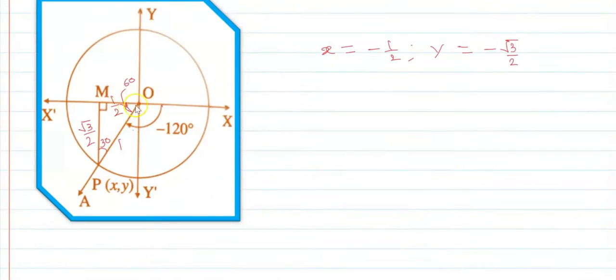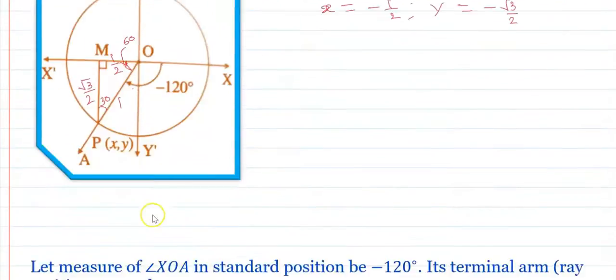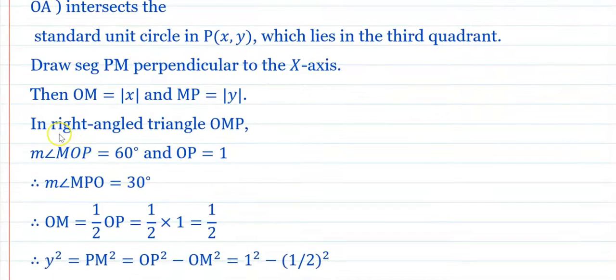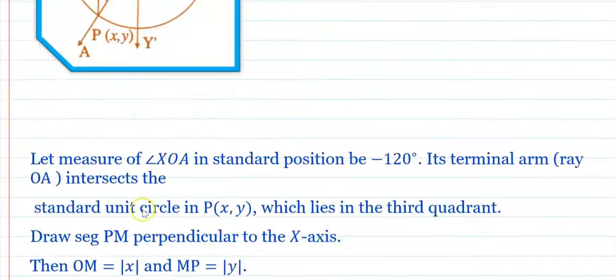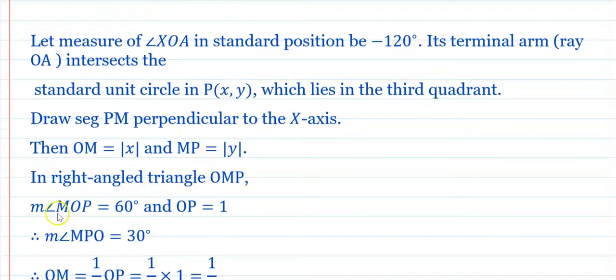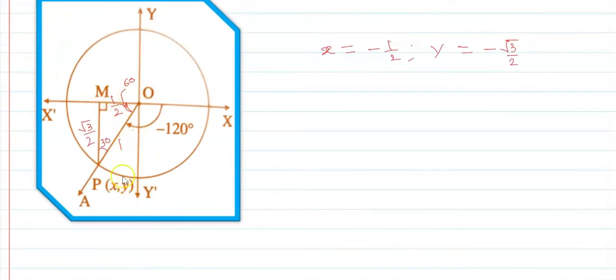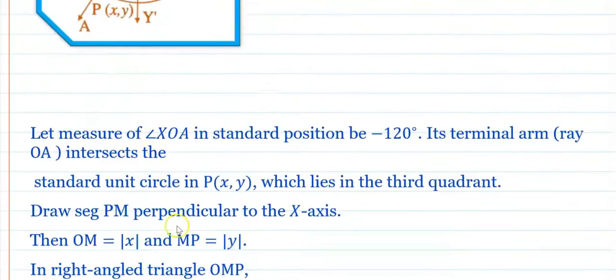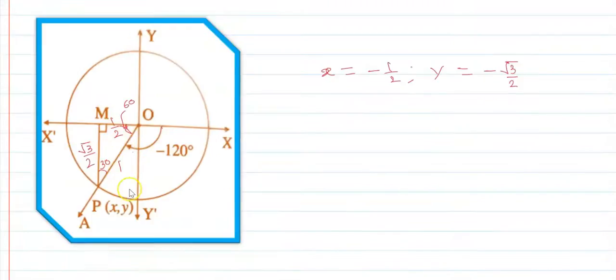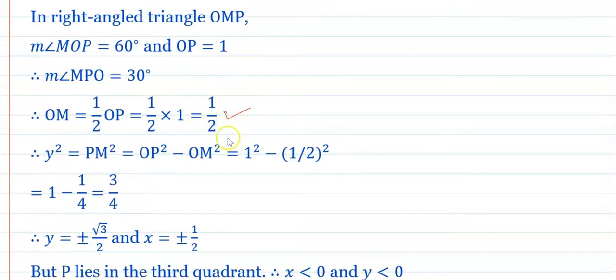OM is equal to x. Mod of OM is equal to mod of x. MP is equal to mod of y. Okay. In right angle triangle OMP, measure of angle MOP is equal to 60, and OP is equal to 1. Measure of angle MPO is equal to 30. Okay. And therefore OM is equal to 1 upon 2 OP, that is equal to 1 by 2.